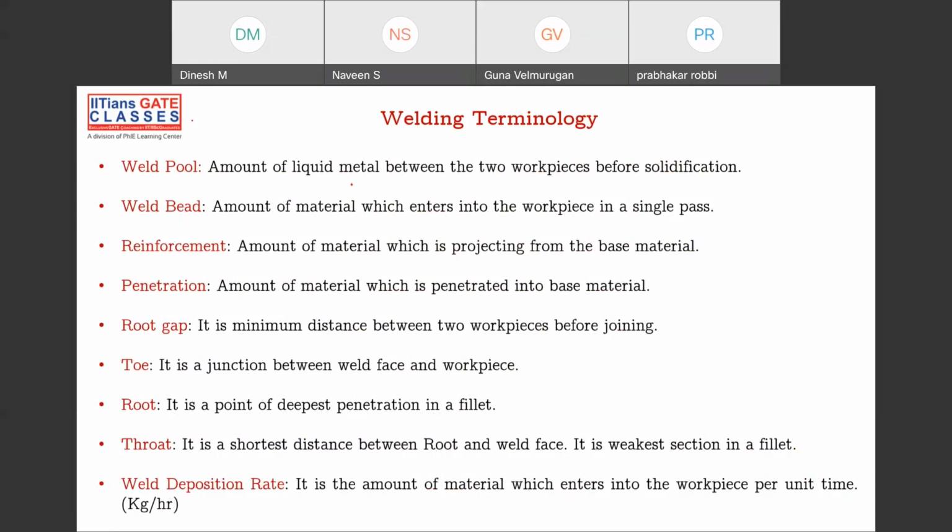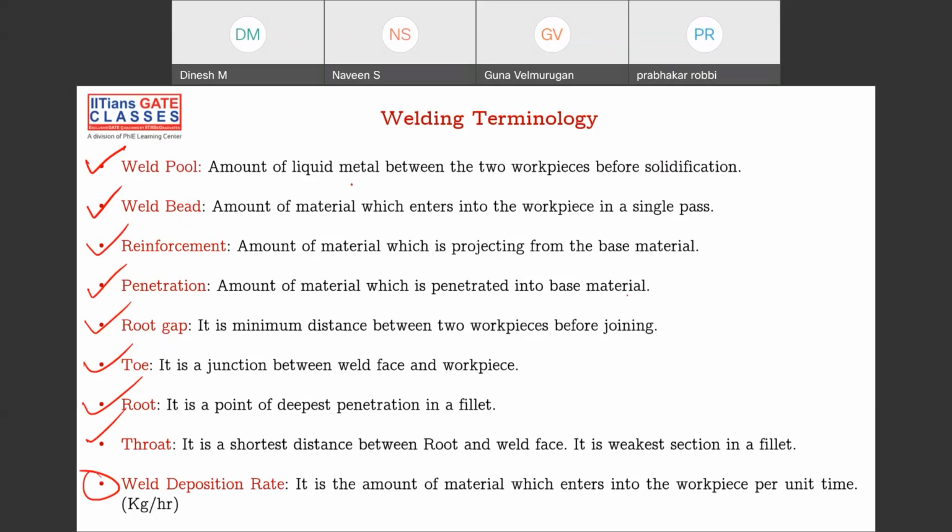Weld pool, right? Pool, the liquid metal in between the two different plates. Bead of solidification, it's known as bead. Reinforcement, the top protrusion. Penetration is inside. The root gap is given to maintain the strength at the bottom. Toe is the junction between the weld face and the workpiece. Root is the deepest penetration of the fillet. Throat is the perpendicular distance, or the minimum distance between the root and the weld face.